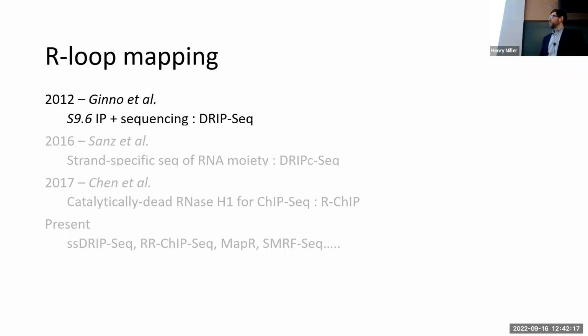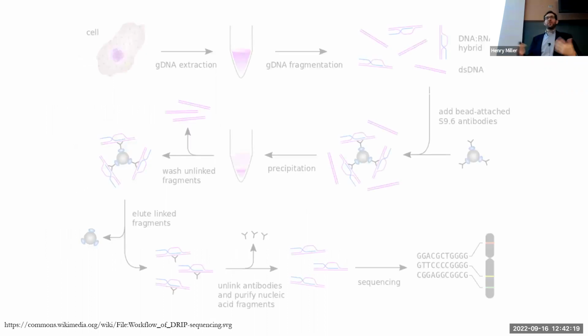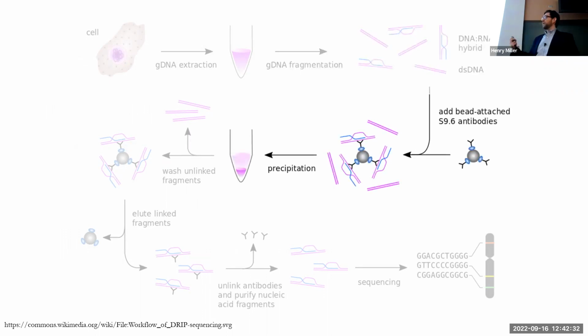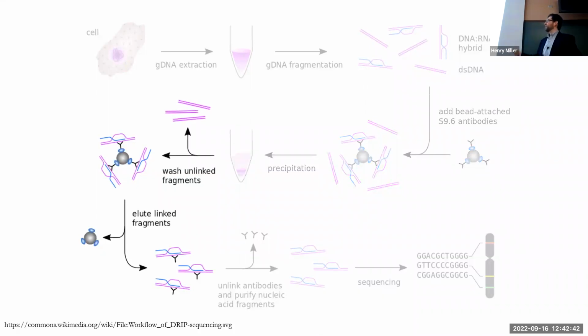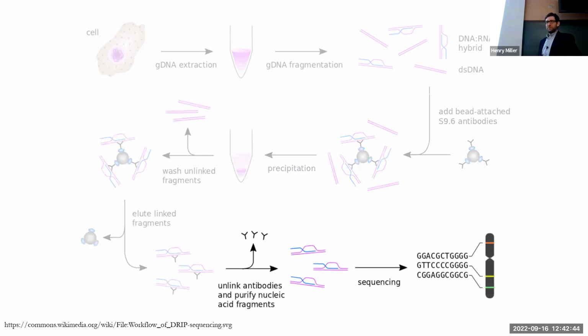DRIP sequencing. So first, genomic DNA is extracted and then fragmented with restriction enzyme digestion. Some of those fragments will contain R loops. The R loop containing fragments are immunoprecipitated with the S9.6 antibody. That's an antibody that is relatively specific to R loops. The fragments are washed and eluted and then sequenced.